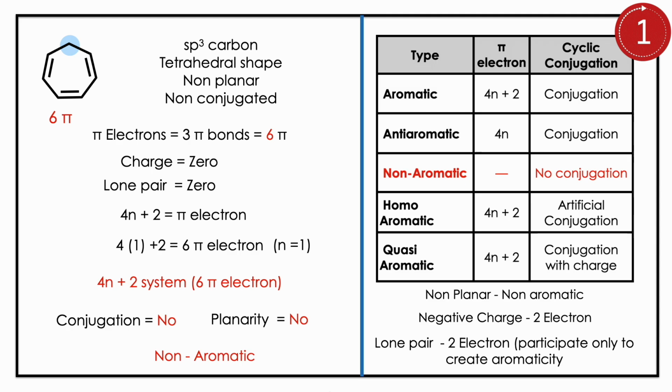But if you go in the normal pathway, it has 3 pi bonds, 6 pi electrons, charge is 0, lone pair is 0, so 4n plus 2 pi electron. So 6 pi system, conjugation is not there because of sp3, planarity is also not there, so the given compound is non-aromatic.